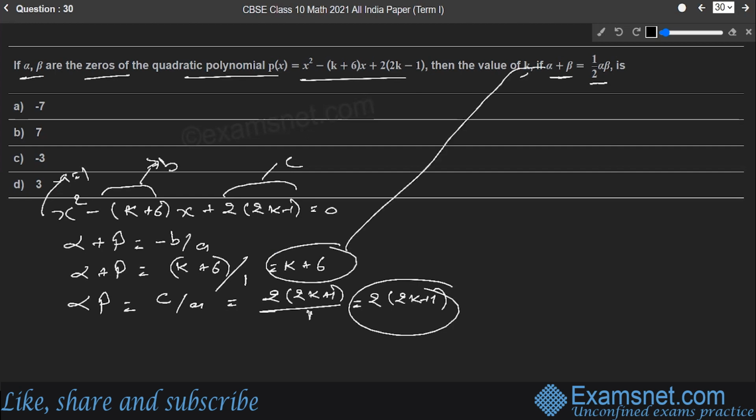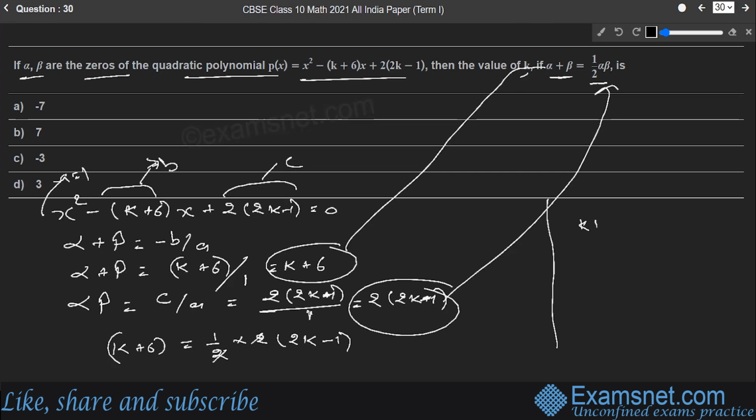Let us put both of these values in the expression given. Alpha plus beta is on the left hand side, so k plus 6 is equal to 1 by 2 times the product of the roots, that is 2 into (2k, C by A was to be done) so this is 2k minus 1, not plus 1. If we solve this further, this 2 gets cancelled and we reach k plus 6 is equal to 2k minus 1. If we solve for k, k comes out to be 7.